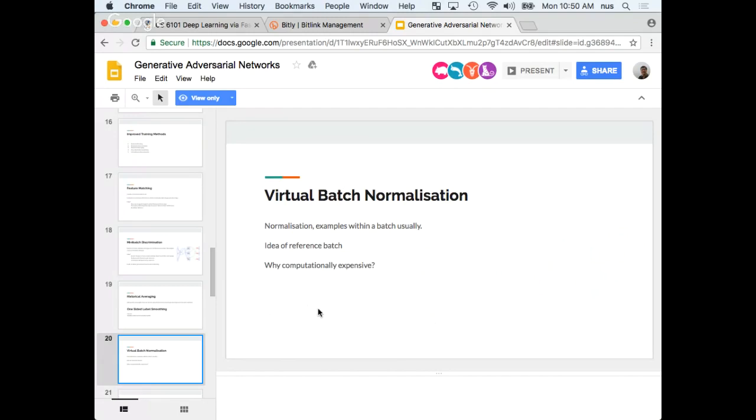The last technique that they use is virtual batch normalization. It's similar to batch normalization, but instead of normalizing across the current batch, they normalize across a reference batch. Initially they have a batch, calculate their averages with respect to that batch, and normalize using that. This is computationally expensive because you have to pass both the reference batch and the current batch that you're training on.